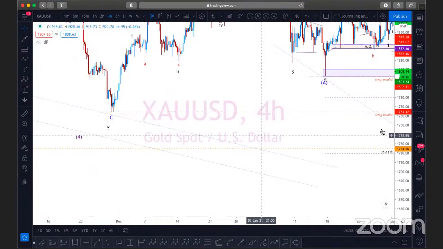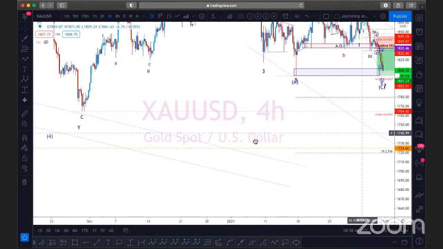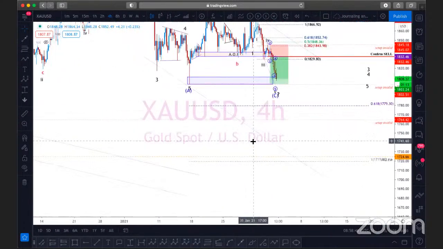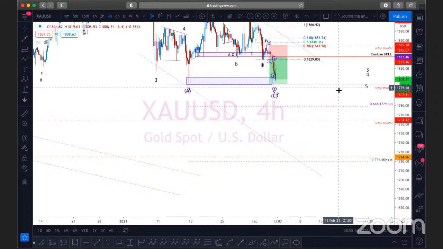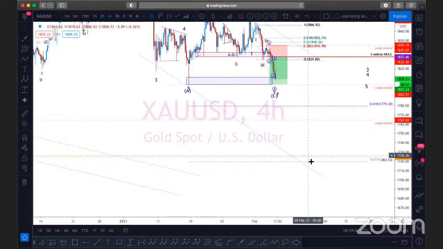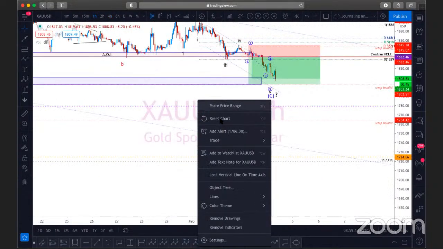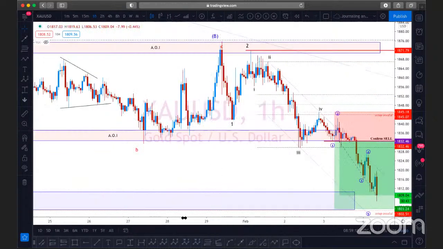So we need to get below 1764 first, right? So the first target we want to get below is 1801. If we get below that target, then the next point that we want to be looking at is 1764. And if we get below there, then we can start to look at the market coming down to finish off wave Z at 1724, right? So like I said, pretty interesting outlook for gold as the market stands now.